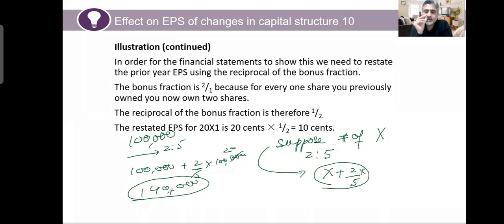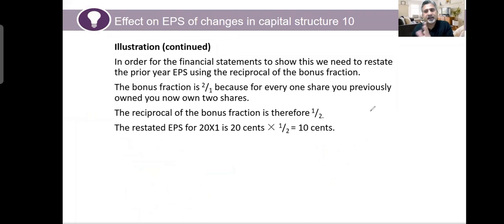Okay. So then what you do for the bonus fraction: if you are increasing by 2 by 1, which means you are doubling the number of shares, then last year was half of that. So you reciprocal it, you reverse it. Because this current year we have doubled the shares, for every 1 share we are giving 1 more, last year it was necessarily half.